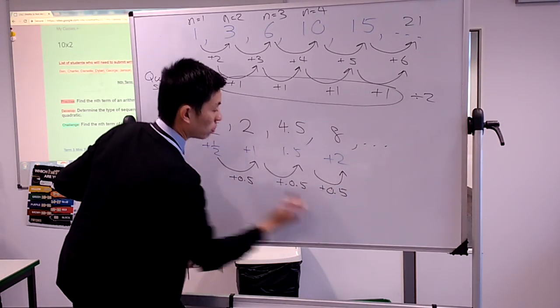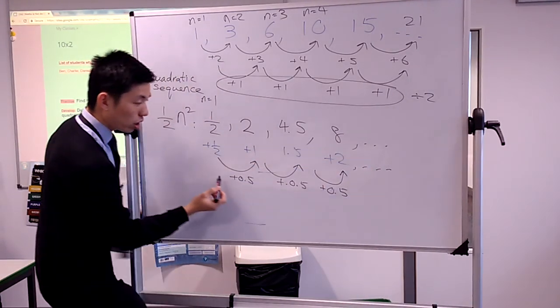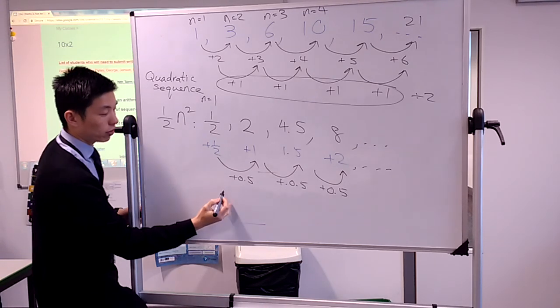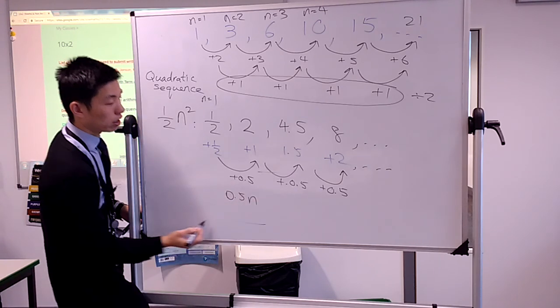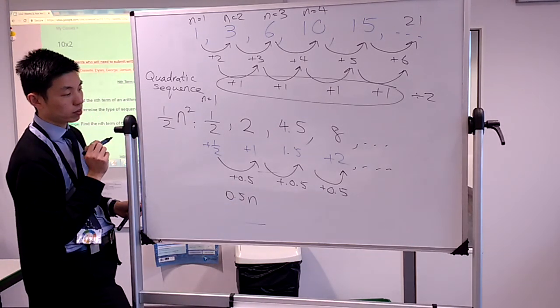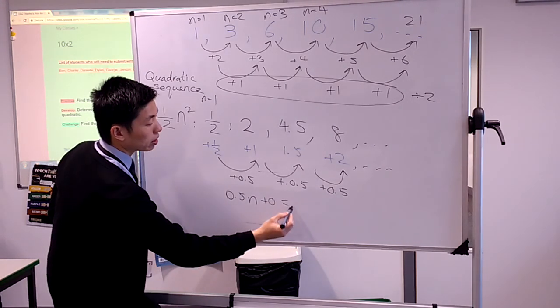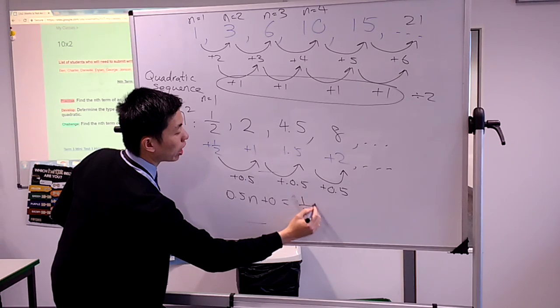What's the nth term of this? This is now an arithmetic sequence. What's the nth term for this? Half, which is 0.5n. Half n. What's the term before? 0, yes. So the nth term is basically half n. It's easier to write half n.